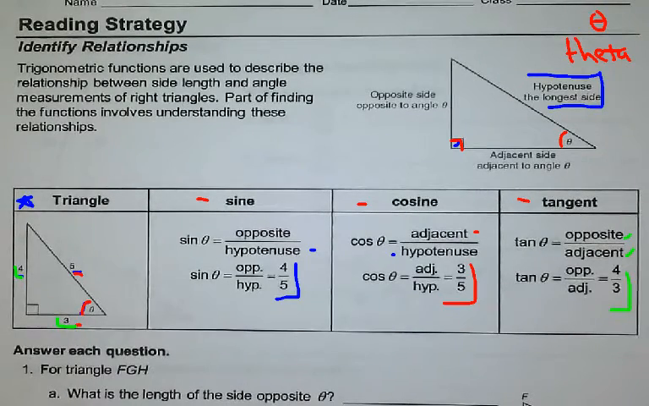Now, theta changes in every triangle. Every triangle has a different angle because every triangle is going to have different side lengths. So what we're trying to do is find the sine, cosine, and tangent of every angle in the triangle. That's what we want. So let's look at one right here.